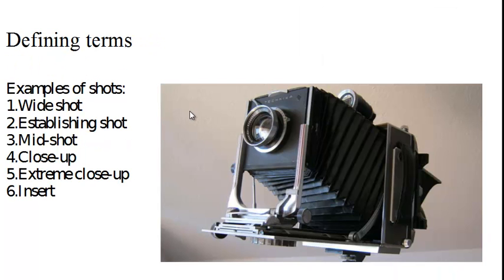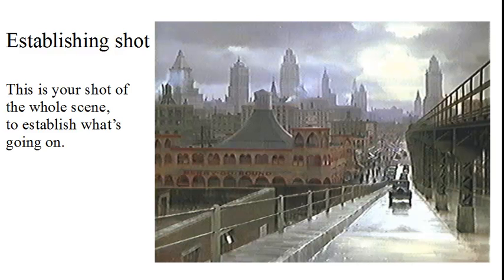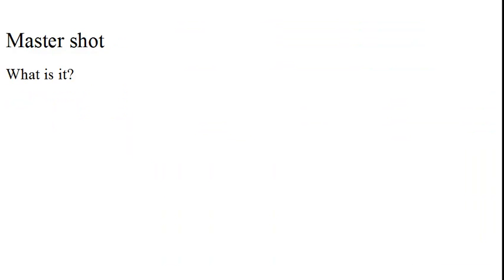So let's just define some terms. Let's talk about the different kinds of shots that we might encounter on a film. Wide shot, establishing shot, mid shot, close-up, extreme close-up, and insert. Let's just go through those. So what is an establishing shot? An establishing shot might be a shot of your entire scene. It is, as the name suggests, establishing what's going on. Typically it's up in the opening shot in a sequence.